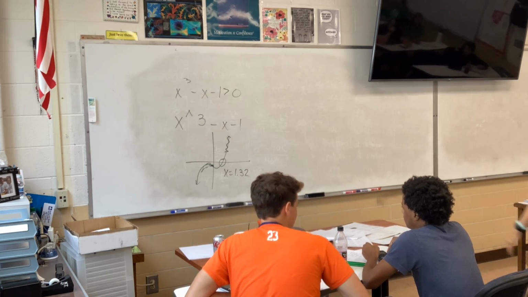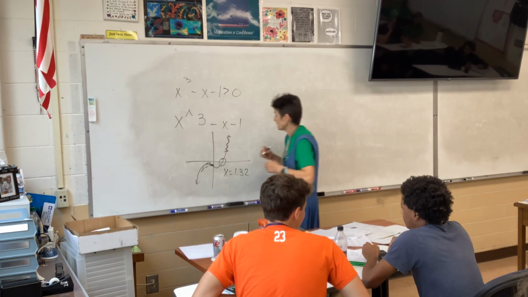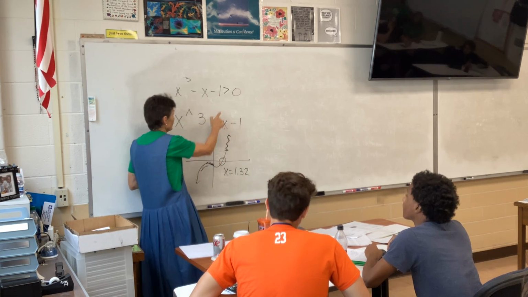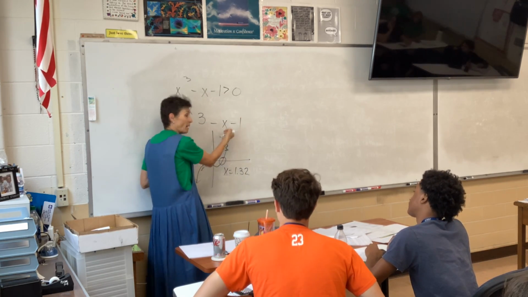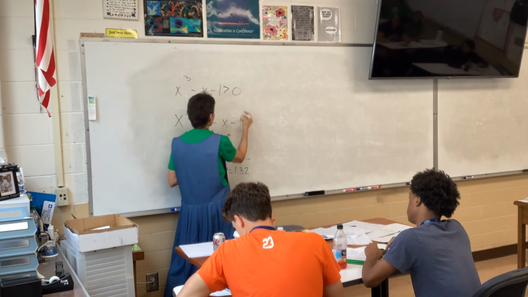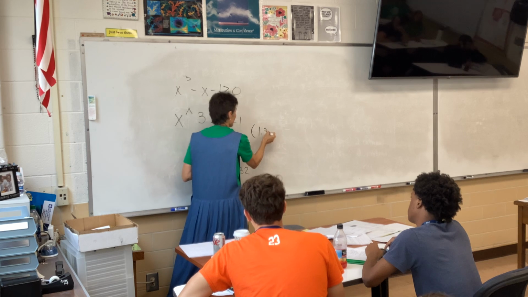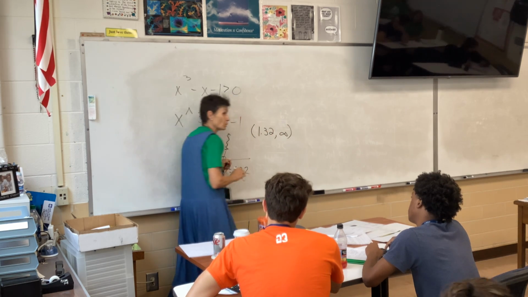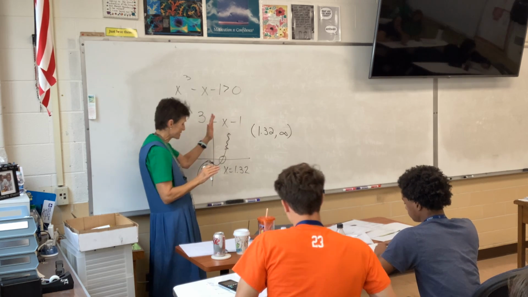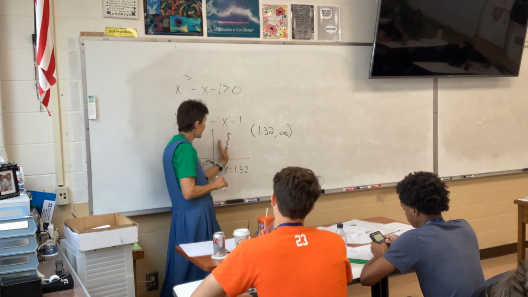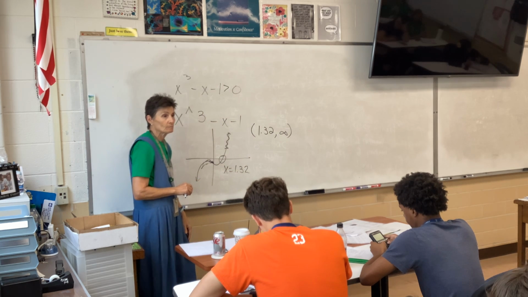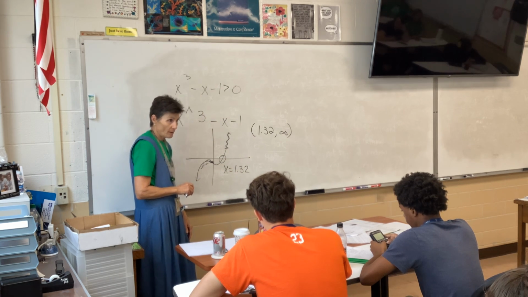Okay, if this had been an inequality, then we would look for where we were above that point. So the answer would be everything from 1.32 to infinity. We're looking at the x values. So if this had been a greater than, it wasn't, but if it were, we would want everything to the right of 1.32.